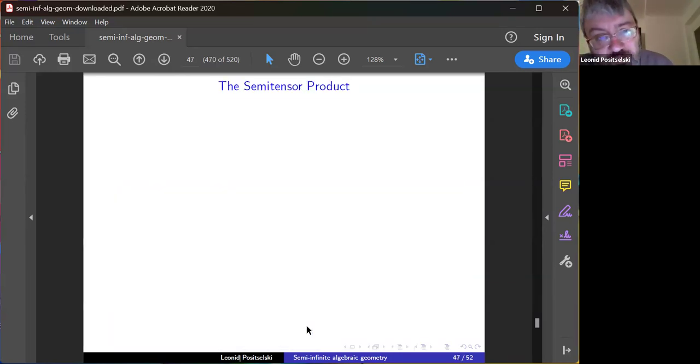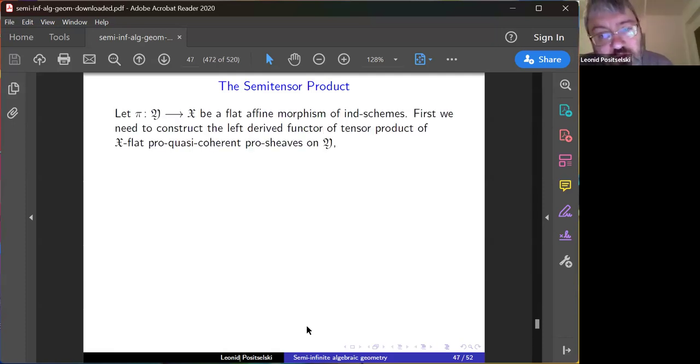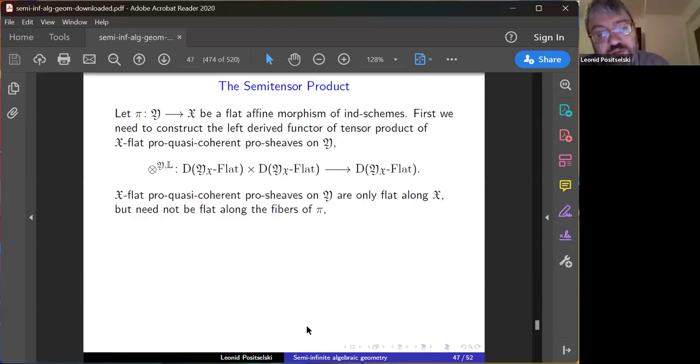The semi-tensor product. Let pi from Y to X be a flat affine morphism of schemes. We need to construct a left derived functor of tensor product of X-flat pro-quasi-coherent pro-sheaves on Y, the tensor product from D of Y-X-flat times D of Y-X-flat to D of Y-X-flat. X-flat pro-quasi-coherent pro-sheaves on Y are only flat along X, but need not be flat along the fibers of pi. So their tensor product needs to be derived.